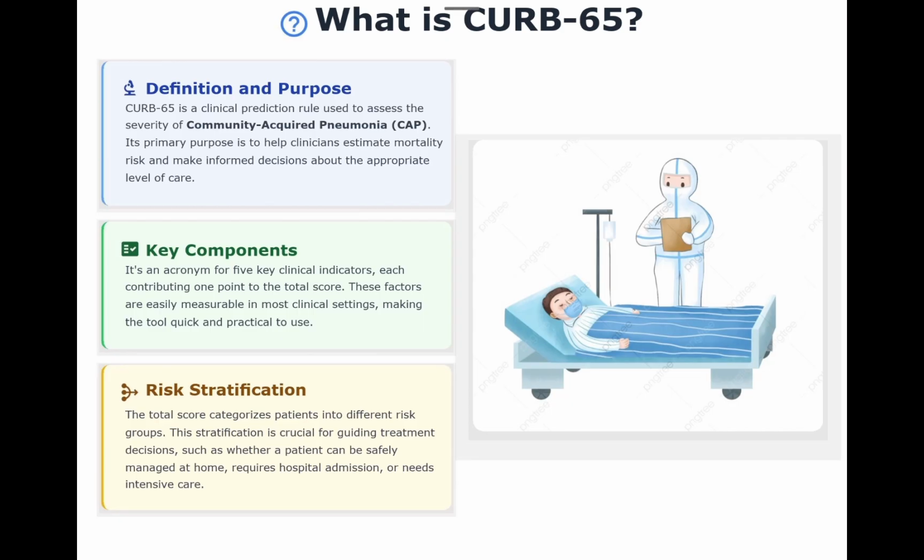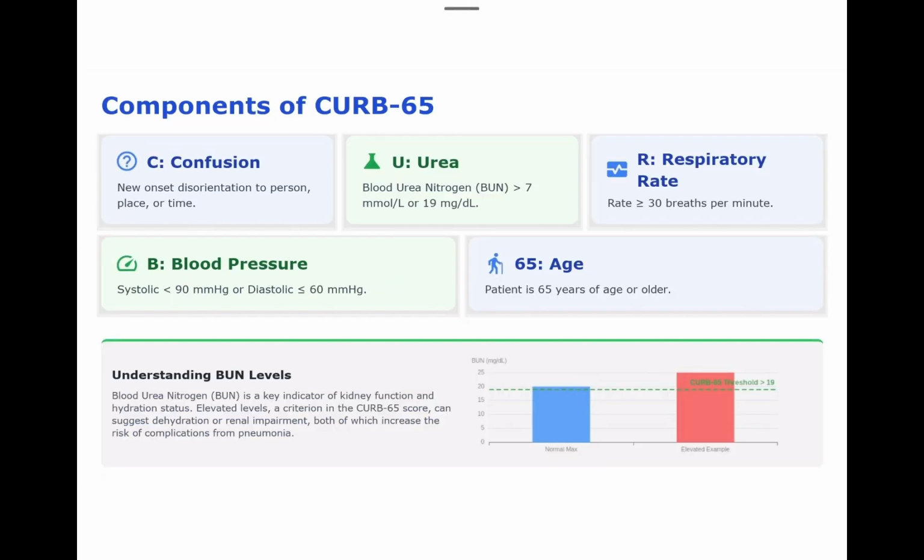So, what exactly is CURB-65? It's a clinical prediction rule, an acronym used to assess the severity of community acquired pneumonia. Its primary purpose is to help us stratify patients based on their risk of mortality and guide decisions on whether they can be treated at home, require hospitalization, or even intensive care. It's a quick and effective way to standardize our initial assessment. Let's break down the acronym.